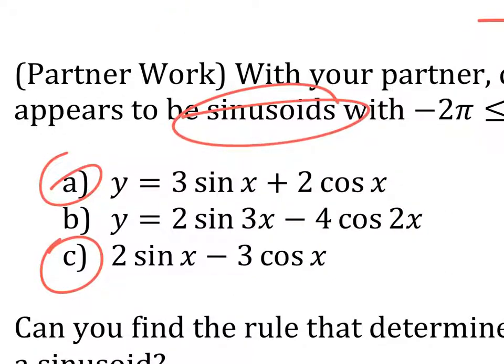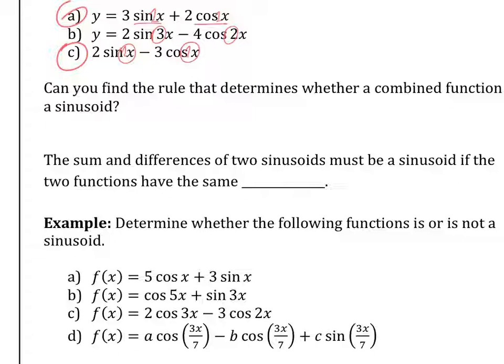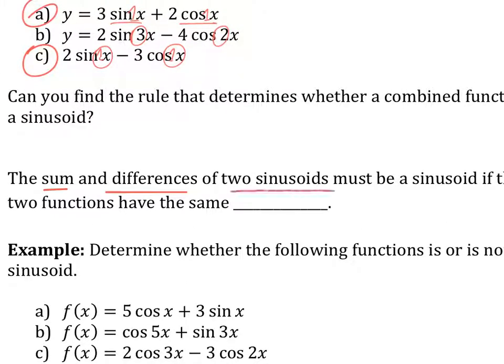Okay, so a lot of you said, oh, B has a 1, and the 1 is what makes it a sinusoid. Not quite. You're close. What makes it a sinusoid is that the periods are the same. You can see that 3 and 2 are not the same. That's why when you add them together, it won't look like a sinusoid. But these look the same, so you can add them together. Okay, so let's summarize that. The sum and difference of two sinusoids must be a sinusoid if the two functions have the same period. So if you add them together and those sinusoids have the same period, it will look like a sinusoid.